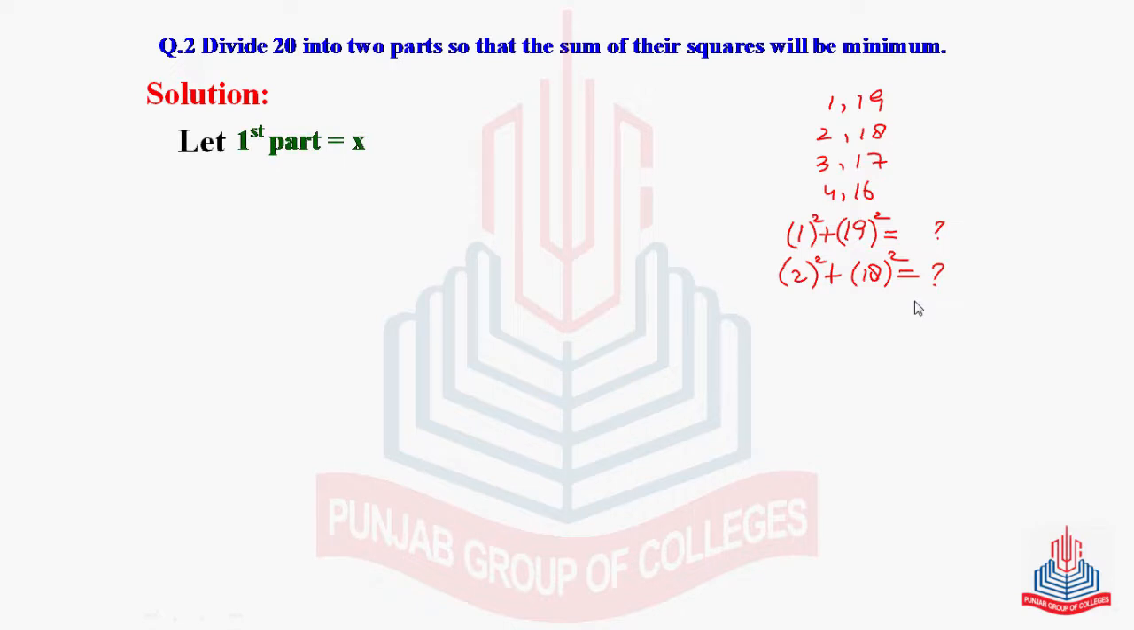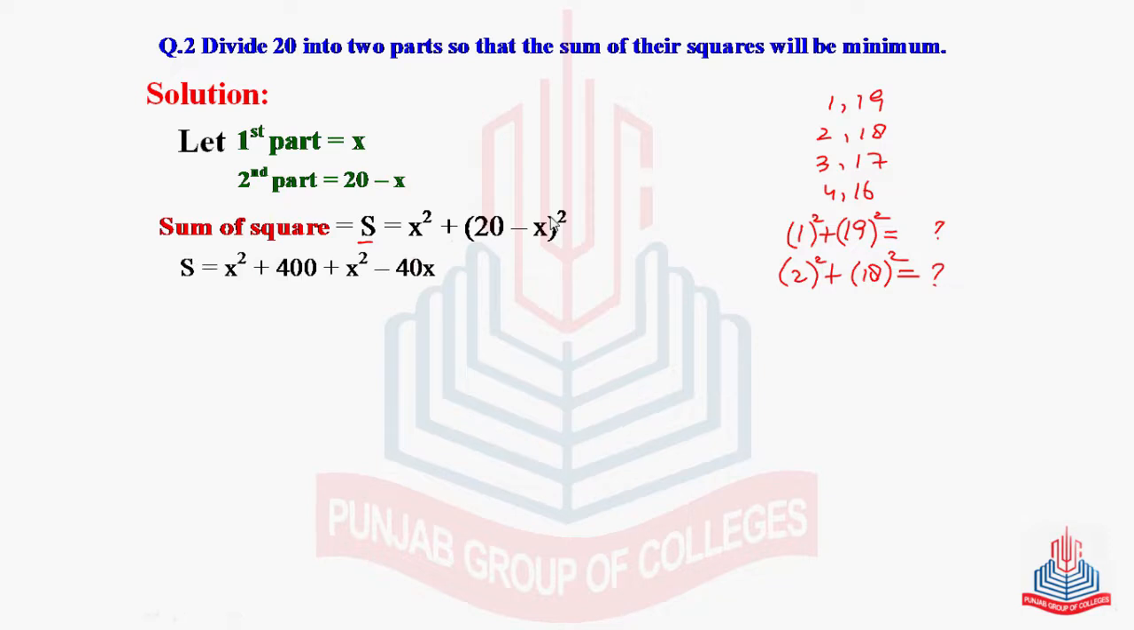Let the first part be x and the second part be 20 minus x. According to the required condition, the sum of squares, which we can represent by s, will become x square plus (20 minus x) whole square. So s will become x square plus, opening the square of 20 minus x, which is 400 plus x square minus 40x, and s is equal to 2x square minus 40x plus 400.